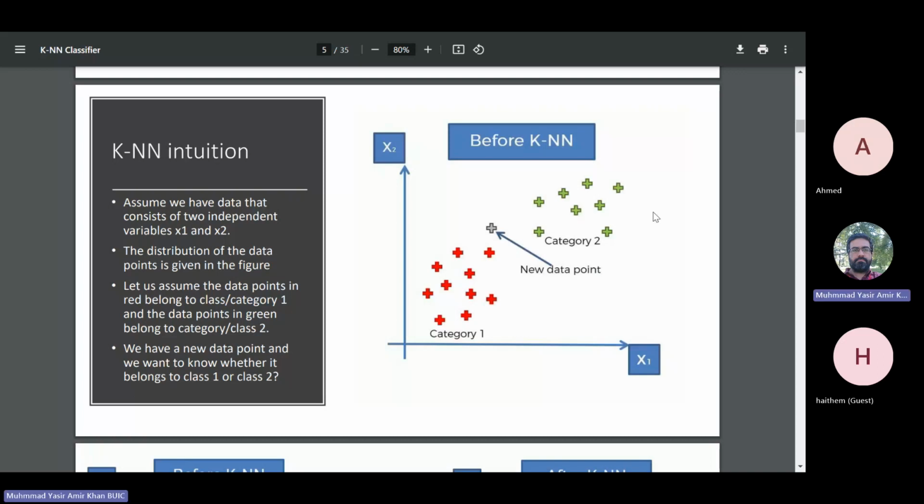So assume we have data that consists of two independent variables, x1 and x2. x1 is on the x-axis and x2 on the y-axis. The distribution of the data points is in the given figure. Let us assume that data points in the red belong to class or category one, and the green belong to category two. We have a new data point, and we don't know to which category it belongs. It's some newcomer, you can think of that. And we want to find out to which category it belongs. So that's actually the problem. We have to classify it into category one or category two.